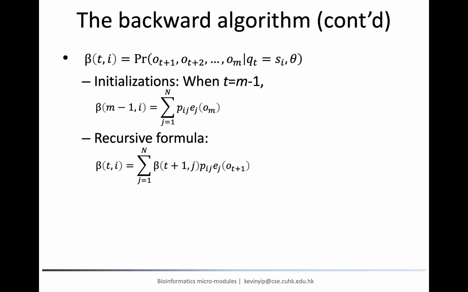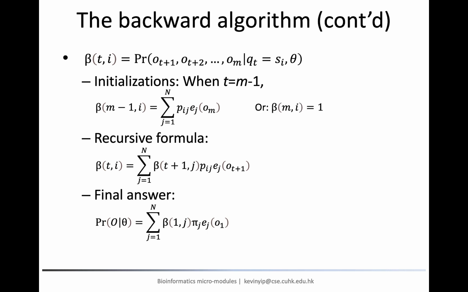Next, we have the recursive formula that computes an entry in step t based on the entries in step t+1. We will also show the proof later, but intuitively, it is like considering all possible transitions from step t to step t+1, followed by an emission of the observation in step t+1. Finally, once we have the entries for step 1, we can use this formula to compute the overall data likelihood. This formula is not difficult to verify, and you are encouraged to do that by yourself.